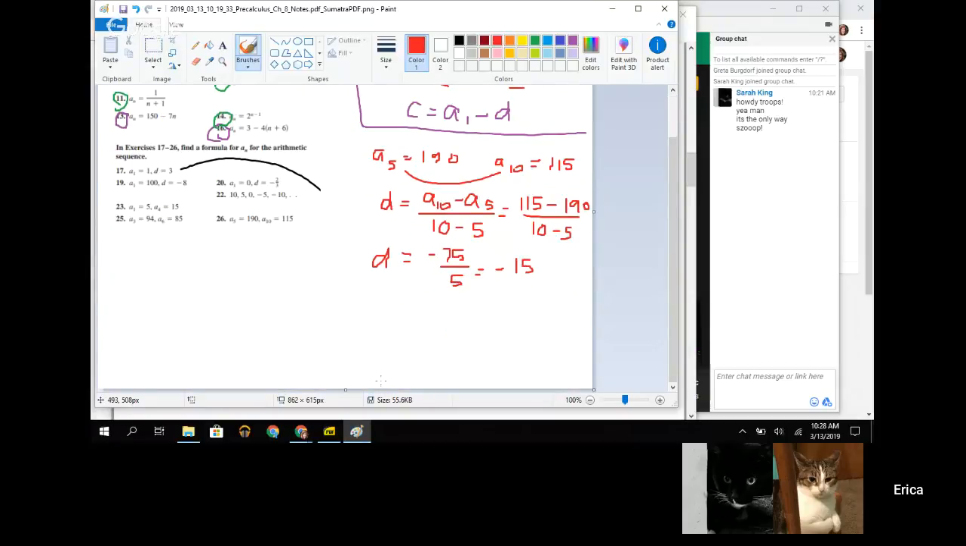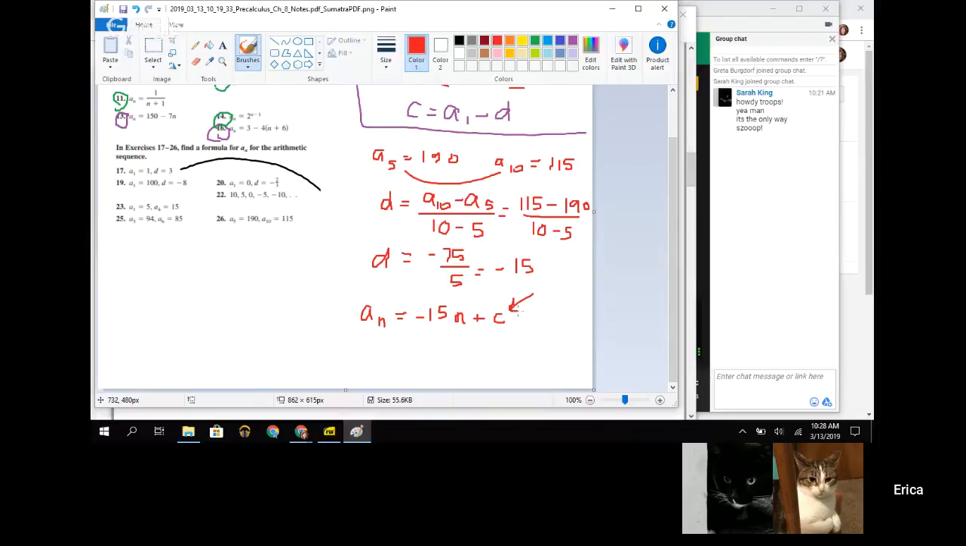Now, but wait, there's more. All right, so now I know my equation is a sub n equals negative 15 times n plus c. Okay, and I need to figure out what c is. And c is a sub 1 minus d, but I don't really want to go backwards and figure out what the first term in my sequence is.